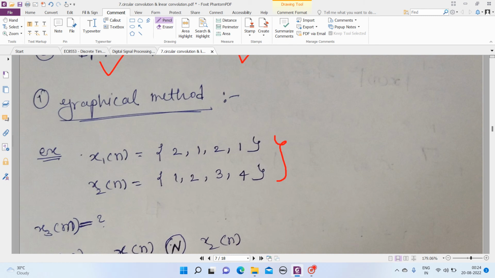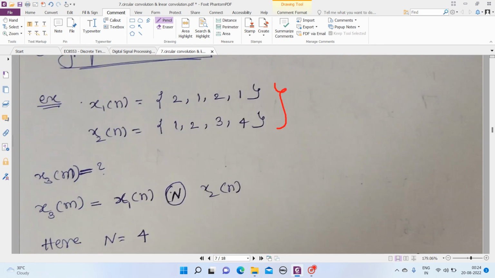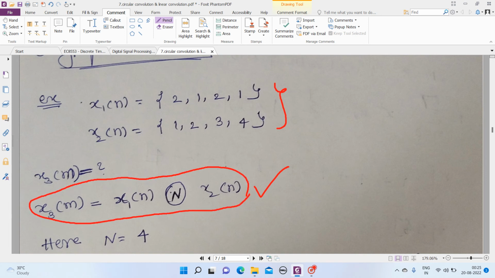We have to convolve these two discrete time sequences. Mathematically, we represent circular convolution in this way. This is very important: there is a difference between the mathematical representation of linear convolution and that of circular convolution. This is the mathematical representation of circular convolution.